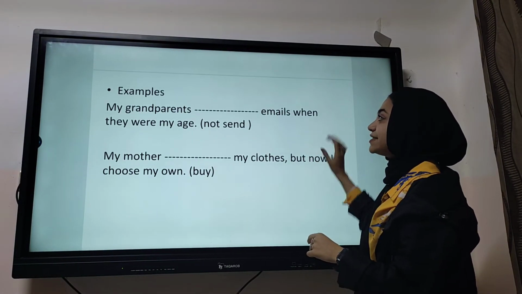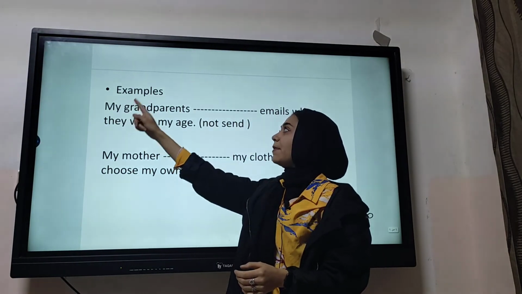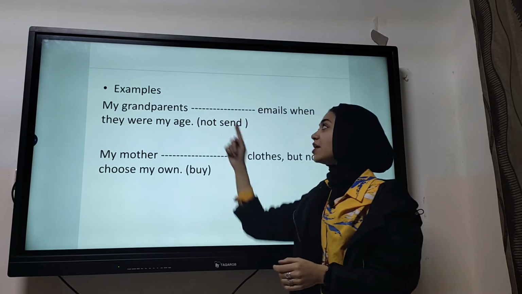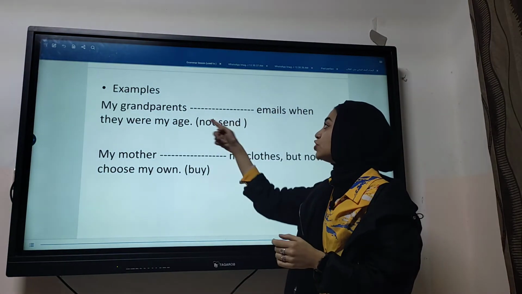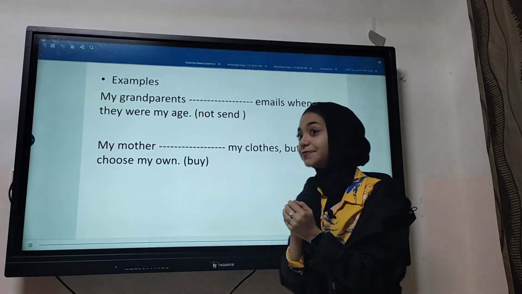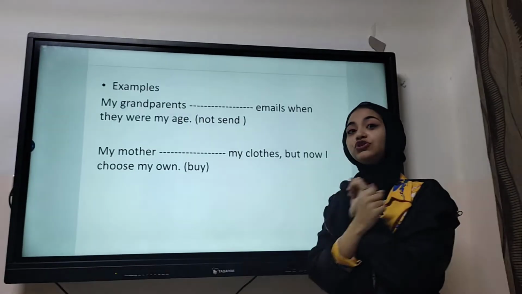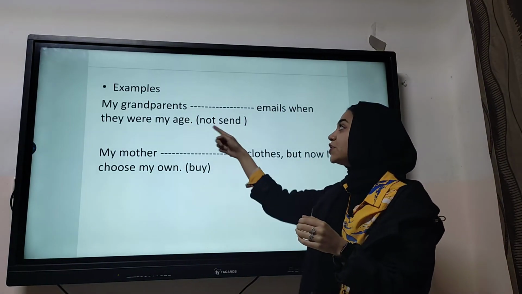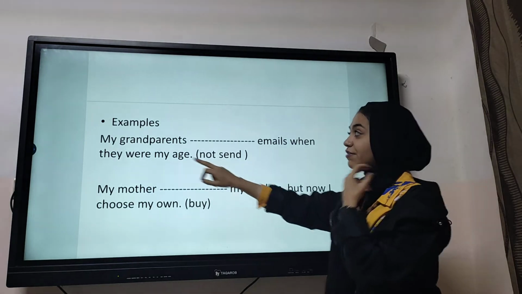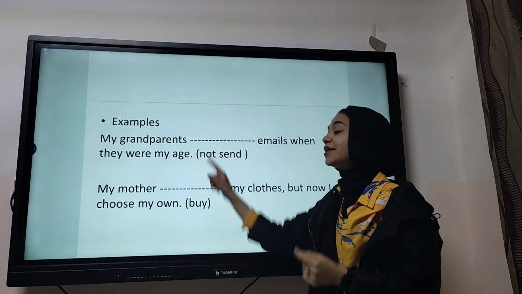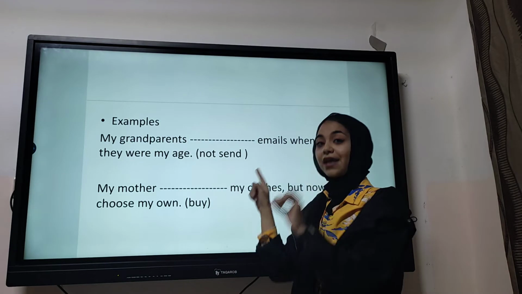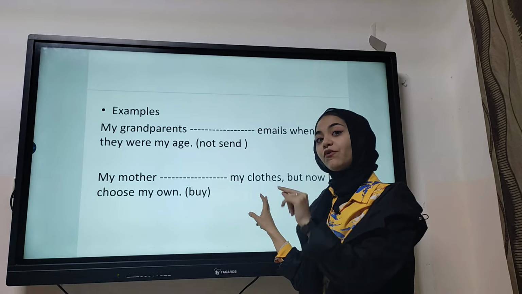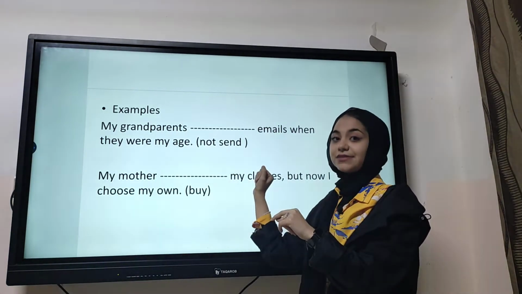So here we have examples. The first one: my grandparents (send) emails when they were my age. Not send. So not indicates, yes, negative. So didn't use to, because we have not, right? So here, my grandparents didn't use to send, not sent, yeah. Because after didn't use to, verb 1. So verb 1 of send, okay?